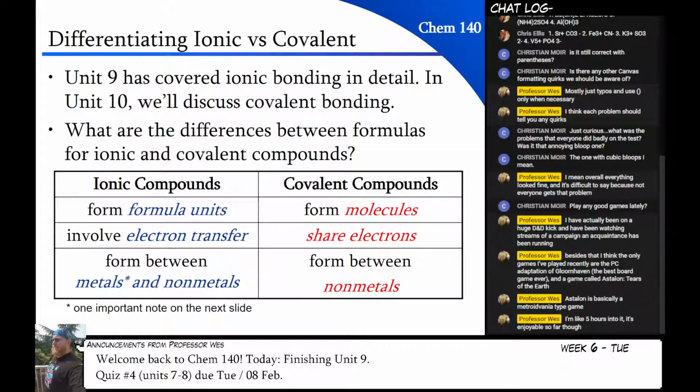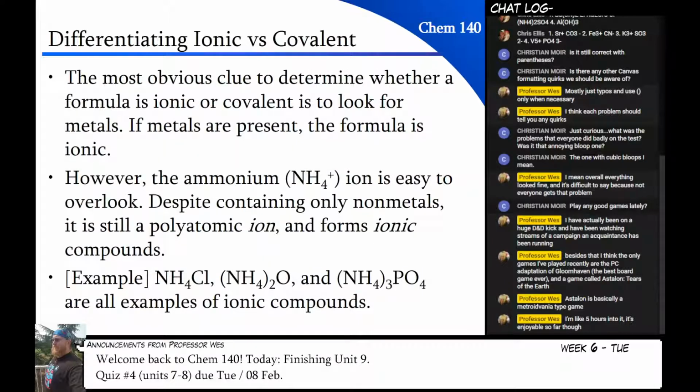Now, there is a weird exception that we're going to have to note right here. And that exception is NH4 is going to screw everything up. So be very careful when you see this combination written like this. Because, and I'm going to highlight the word ion next to it, this is an ion. It only has nonmetals in it, but it's still a polyatomic ion, so it forms ionic compounds. So all of these compounds down here are ionic, even though there are no metals present, because NH4+ should be treated for the purposes of compounds as a metal, in terms of is it ionic or not.